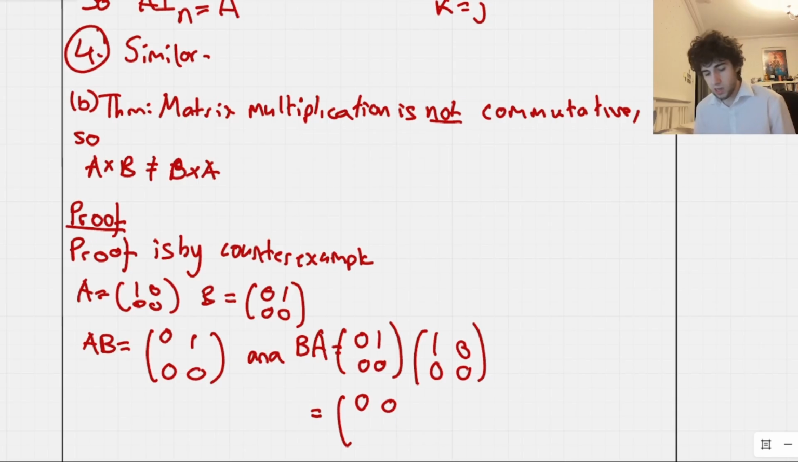They're just different matrices, but let's finish it. 0 times 1 plus 0 times 0, 0 times 0 plus 0. So you actually get the 0 matrix, okay? This is equal to the 0 matrix, so it's a 2 by 2 0 matrix.